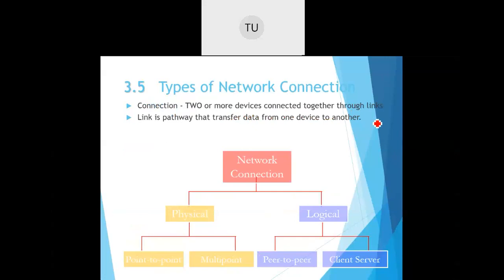Okay, now we go a little bit faster. Type of network connection: two or more devices connected together through links. A link is a pathway or media, in which the media can be subdivided into two, either wired or wireless, which we will cover in a later section.